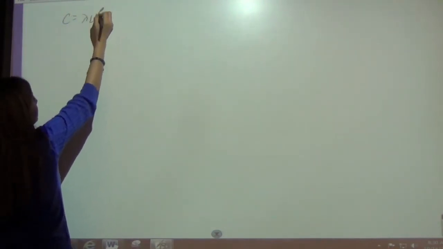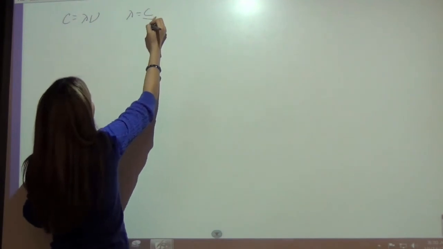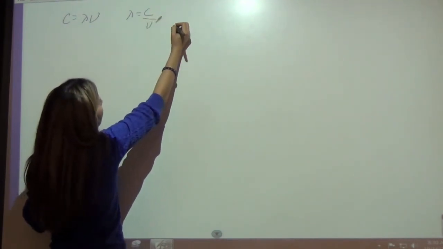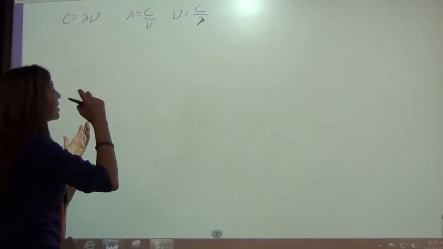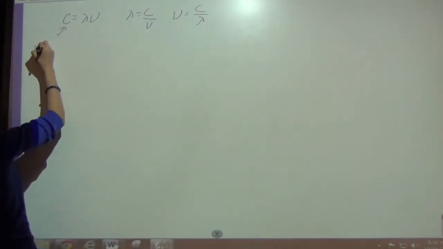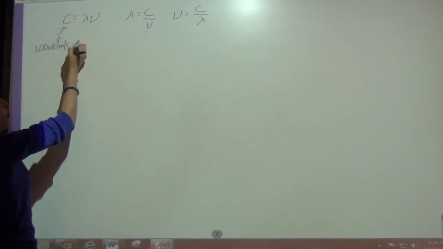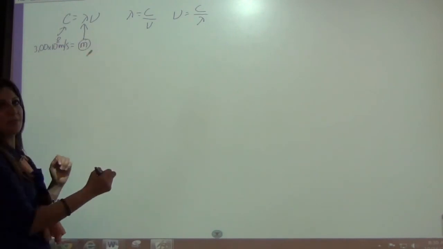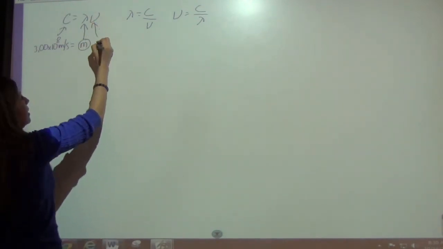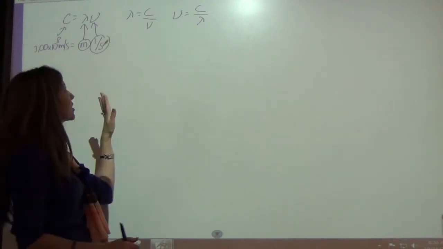So we know that C is equal to lambda times nu. And what we said was, lambda then is equal to C over nu, and nu is equal to C over lambda, okay? So just keep in mind that C is your 3.00 times 10 to the 8th meters per second always. Your wavelength needs to be in meters, and your frequency has to be in inverse seconds, or hertz. So just keeping that in mind.